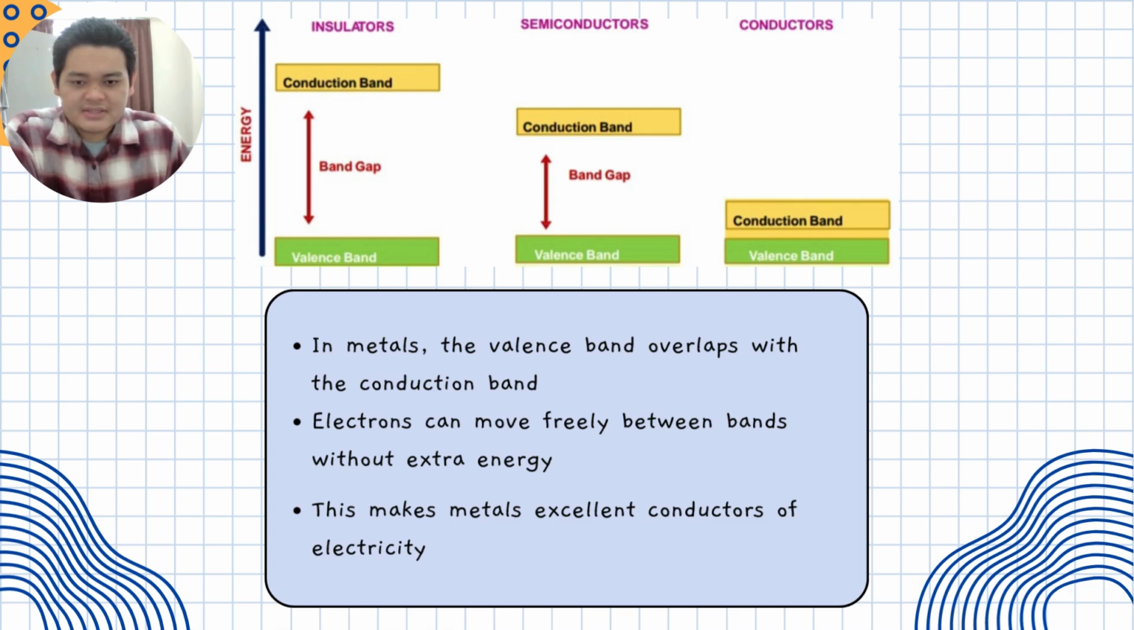In metals, the valence band overlaps with the conduction band. Electrons can move freely between bands without extra energy expended. This makes metals excellent conductors of electricity.